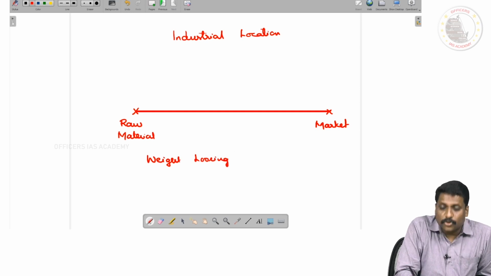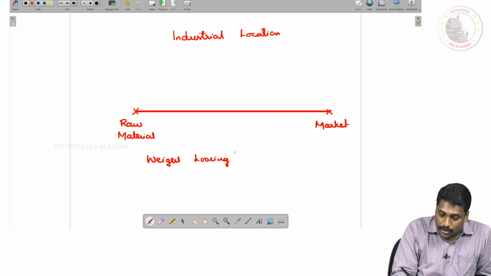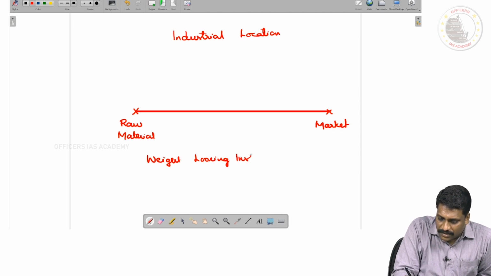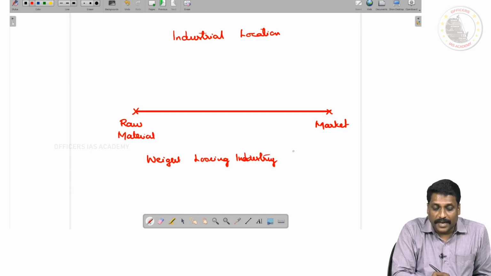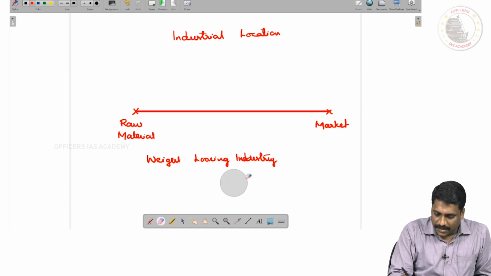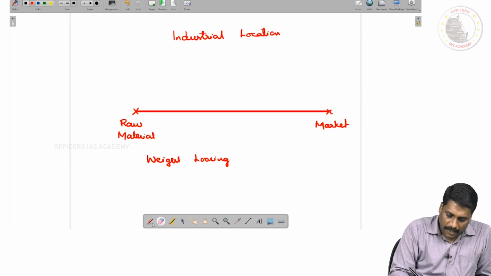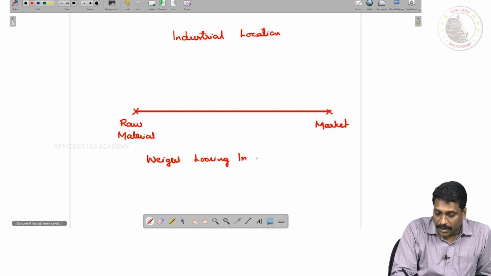Raw material also you can call as weight losing. Industry also you can call as what? Weight losing industries. Call them as what? Weight losing industry. And the assumption says, any industry that uses this weight losing raw material, you call as what? Weight losing industry.